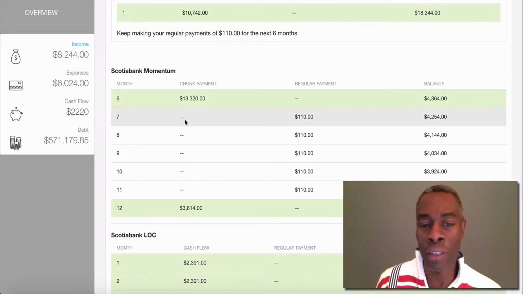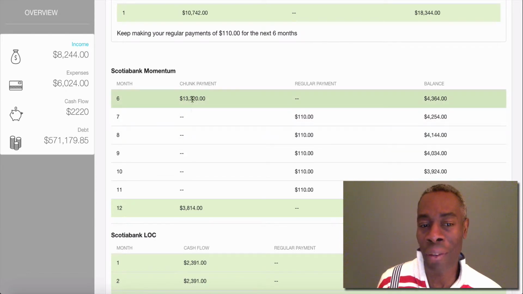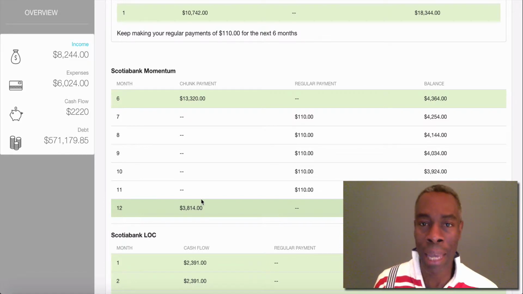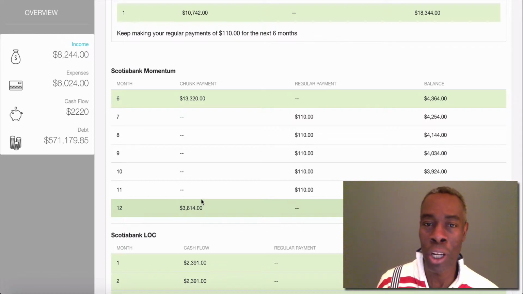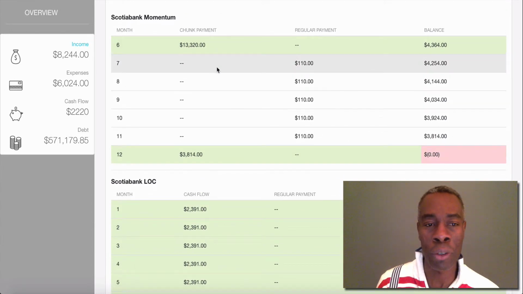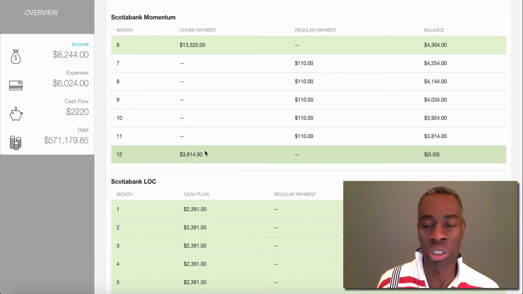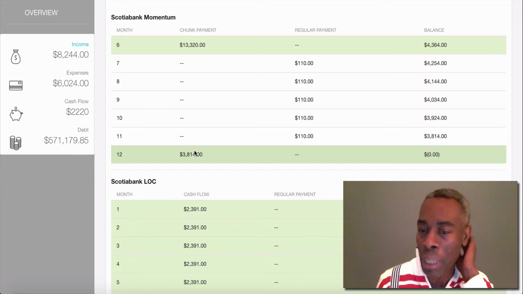And here, you just leave your cash flow in, and the cash flow pays down this chunk payment. That's the key to the Velocity Banking strategy. It's all about cash flow. The higher the cash flow, the faster you can pay down the debt, because the bigger chunk payments you can make. So this Scotia Momentum is done in about a year, about 12 months.